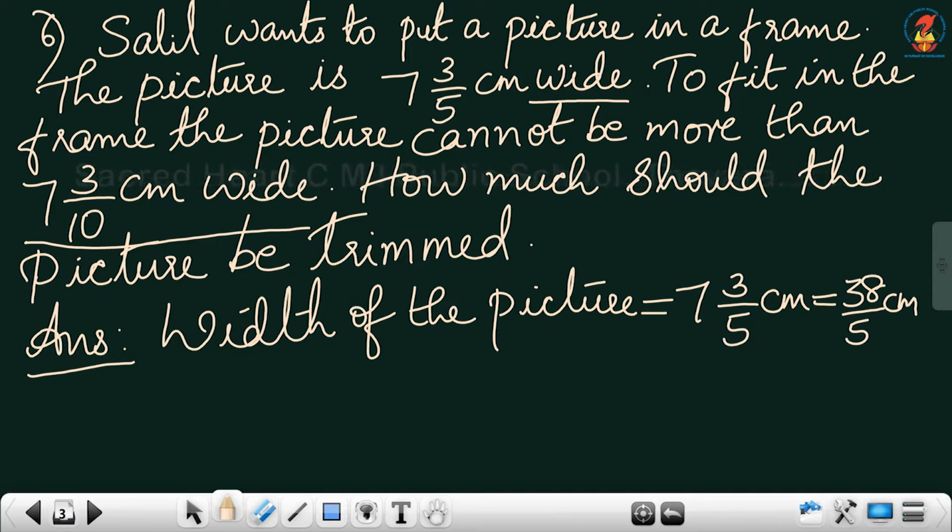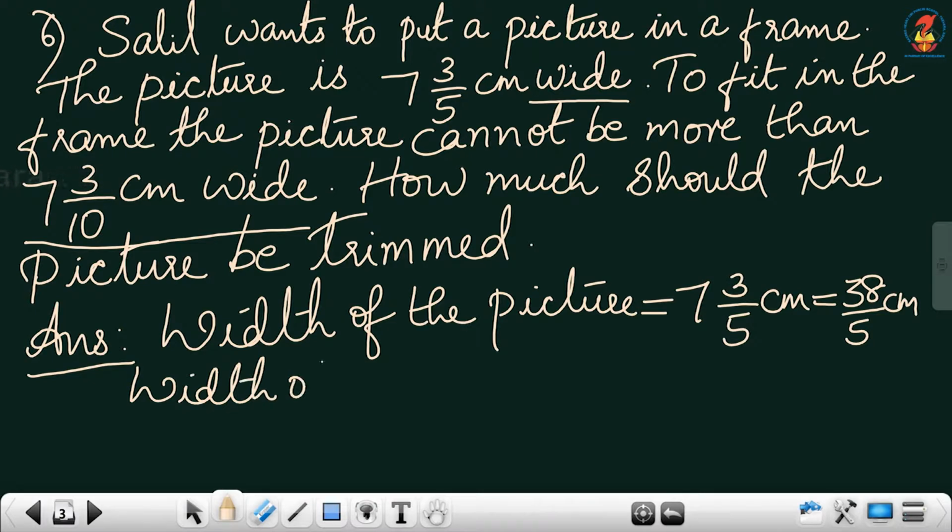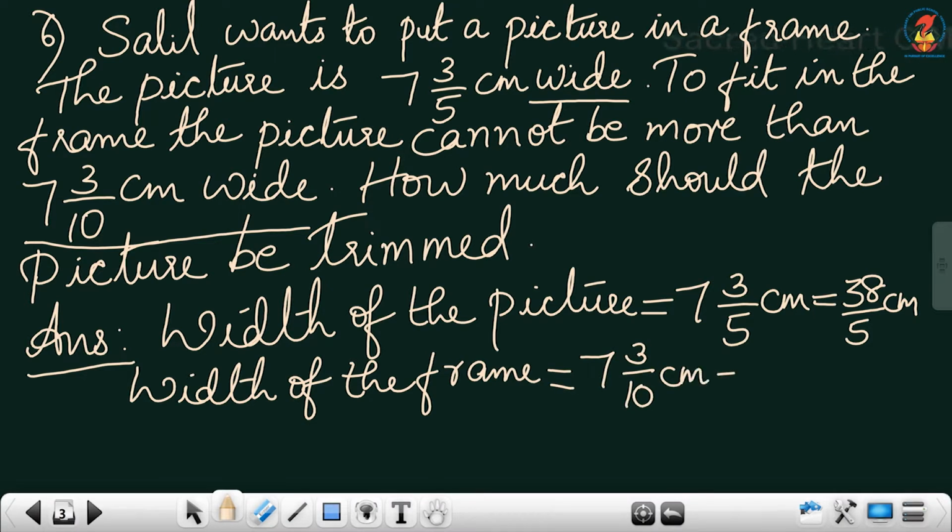Now continue the question. To fit in the frame, the picture cannot be more than 7 3/10 centimeter. That means, what is 7 3/10 centimeter? That is the width of the frame. So, write down width of the frame is equal to 7 3/10 centimeter. Again, it is a mixed fraction. You convert it into an improper fraction. What is the answer? 7 into 10, 70, 70 plus 3, 73/10 centimeter. It cannot be more than this, is it?